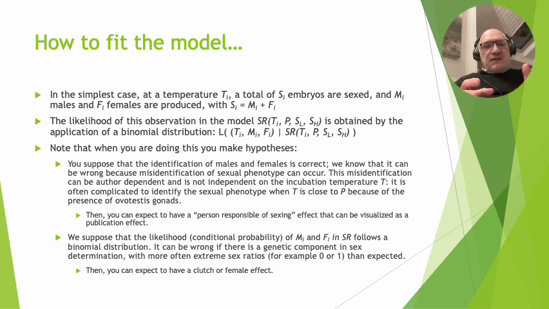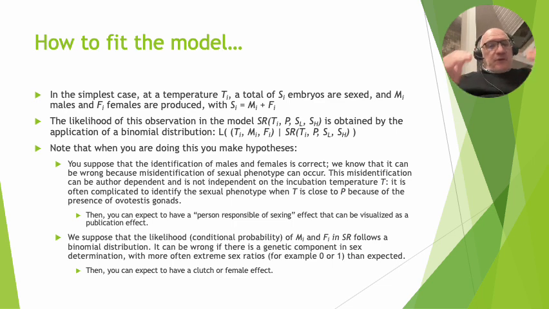The likelihood of this observation in the model SR, which is dependent on the temperature Ti and the values of parameters P, SL, SH, is obtained by the application of a binomial distribution, and then we estimate the likelihood of Ti, Mi, Fi, knowing the expected sex ratio, which is dependent on Ti, P, SL, SH.